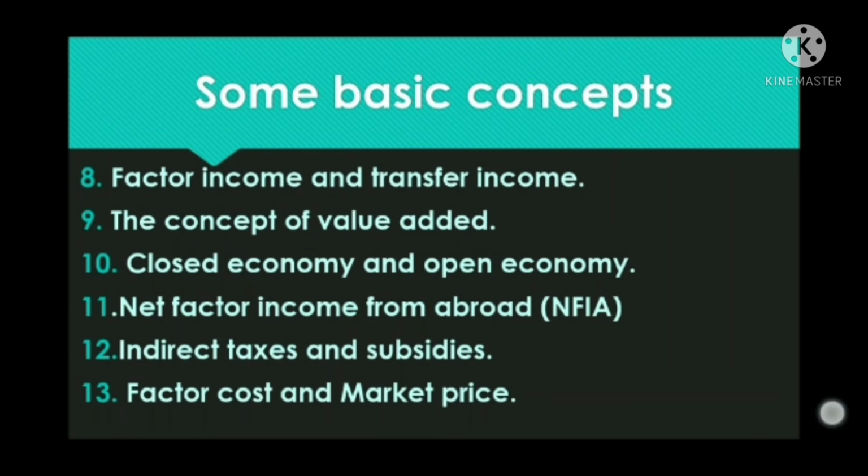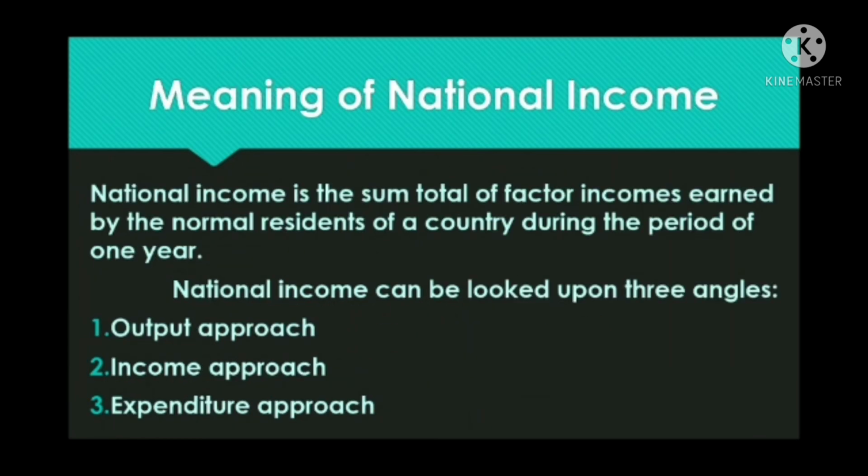Next, meaning of national income. National income is the sum total of factor incomes earned by the normal residents of a country during the period of 1 year. National income can be looked upon from three angles: output approach, income approach, and expenditure approach. So point number 1 is the output approach. National income can be defined as a flow of final goods and services produced by the normal residents of a country in an accounting year.